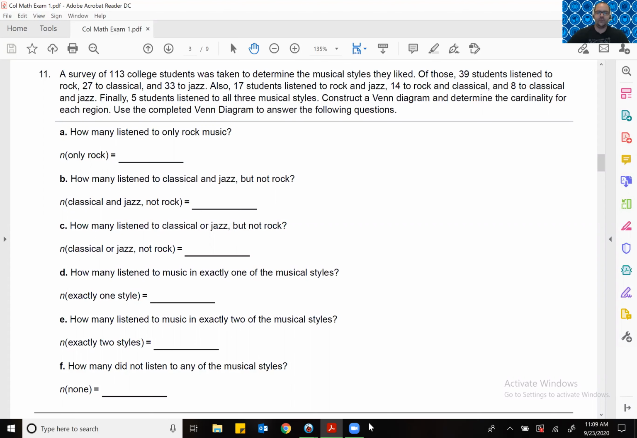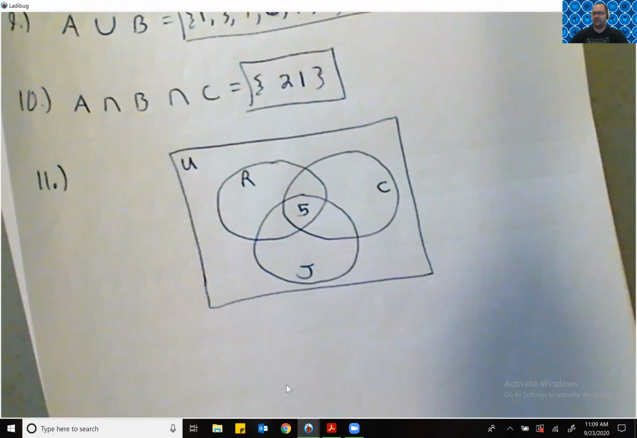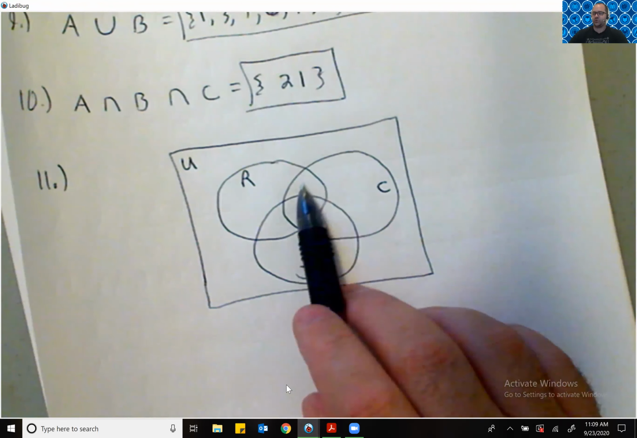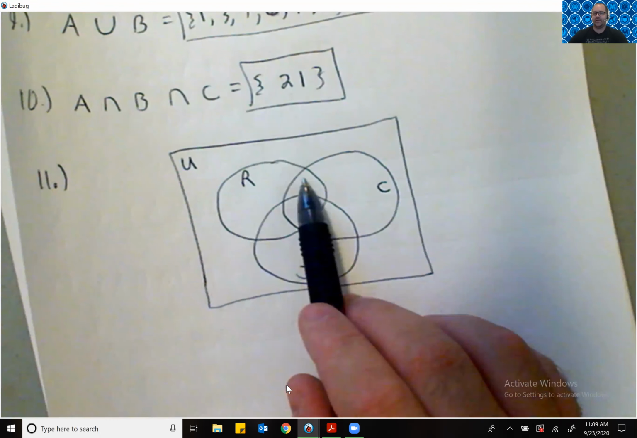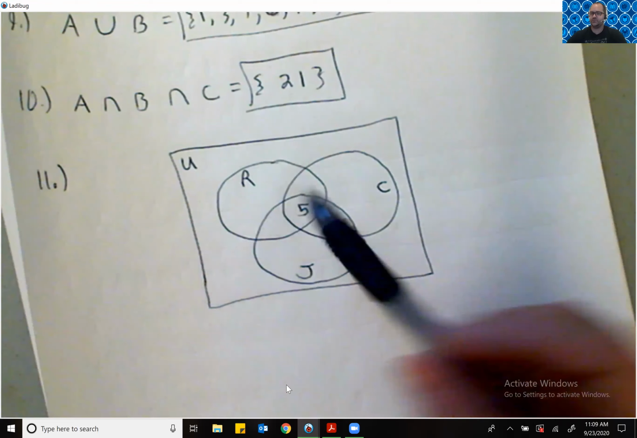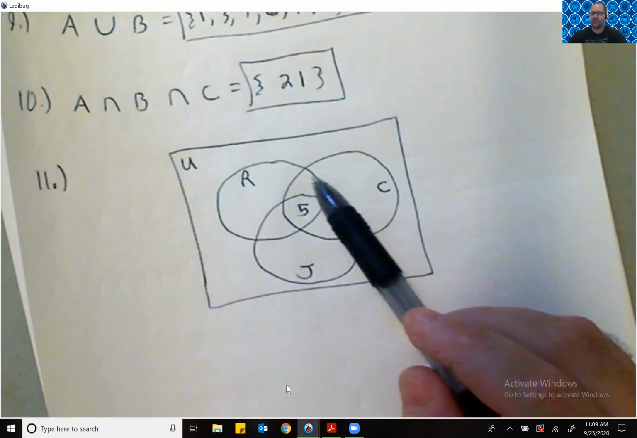Okay? So we have 5 in the middle, and now we're going to start to work our way out. So what is this section right here about? Who are we dealing with in here?